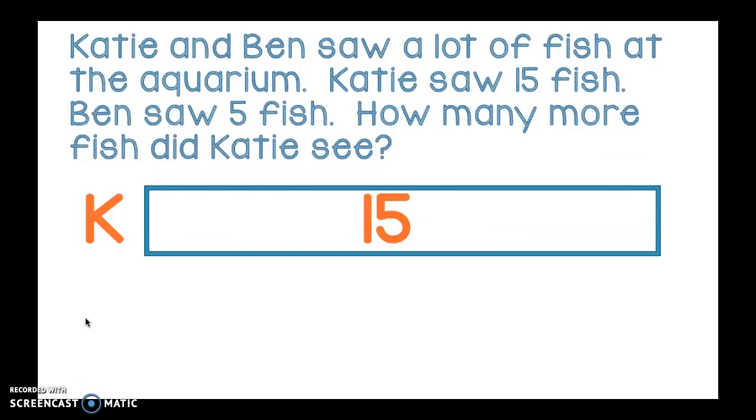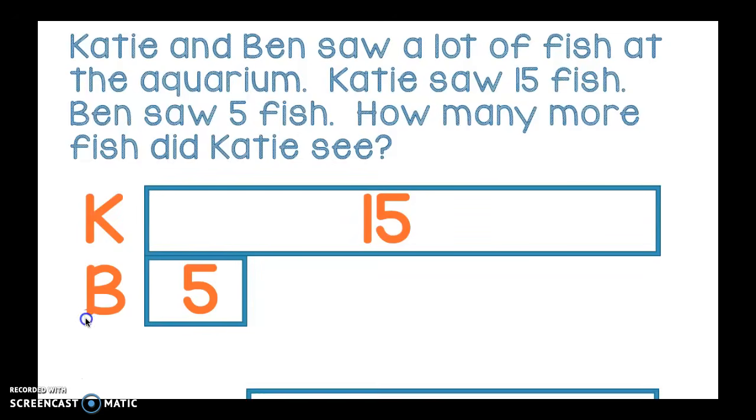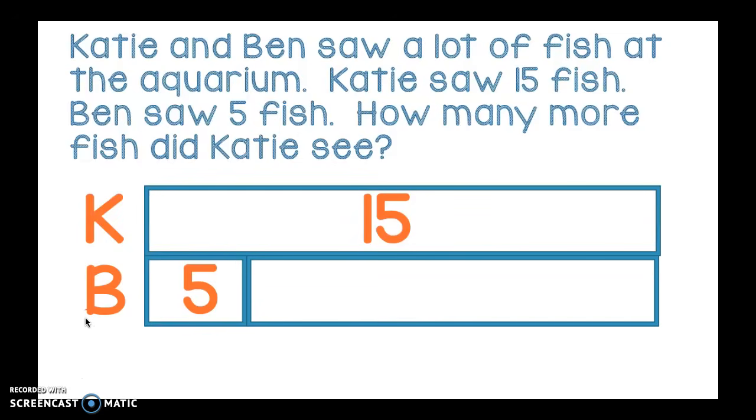Perfecto. Okay, so now it says Ben saw 5 fish. So I'm going to write a B for Ben, and right underneath that, and actually I'm just going to connect it to the bottom because that's going to be a part of the 15, that Ben saw 5. Now the other part I don't know. So if your picture does not look like mine at this point, can you press pause, match it up exactly, and then press play again? Okay, perfect. Here we go.